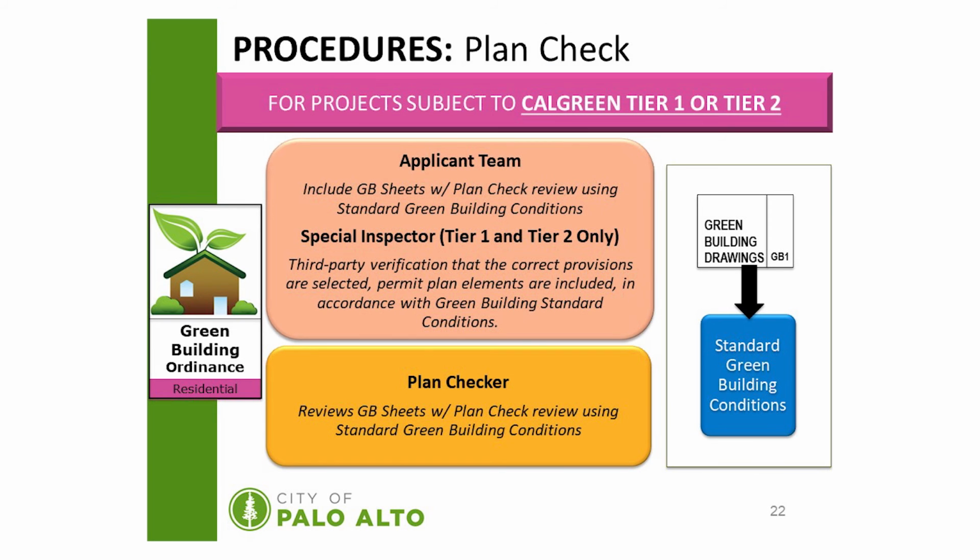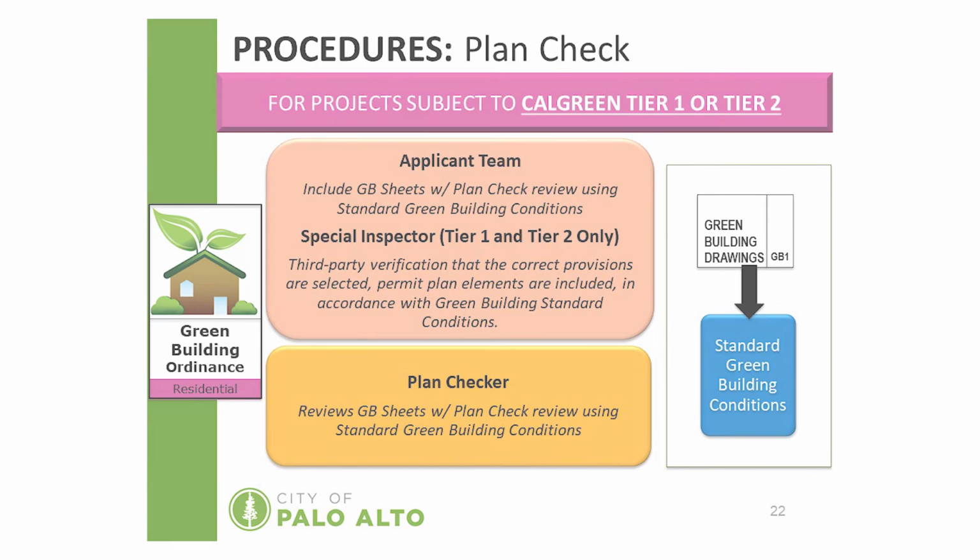This slide provides an overview of the plan check procedures for projects subject to Cal Green mandatory plus Tier 1 or Tier 2. So you'll need to include the Green Building sheets using the standard Green Building conditions. The special inspector's role is to provide third-party verification that the correct provisions are selected and the permit plan elements are included, all in accordance with the Green Building standard conditions. And then the plan checker will review the Green Building sheets within the plan check process using the standard Green Building conditions.